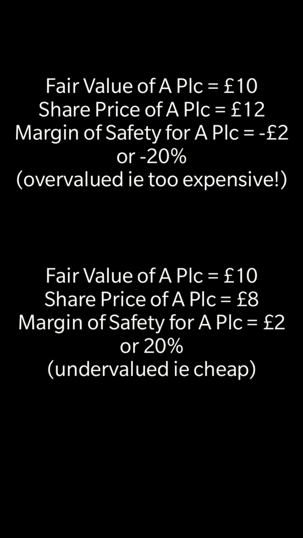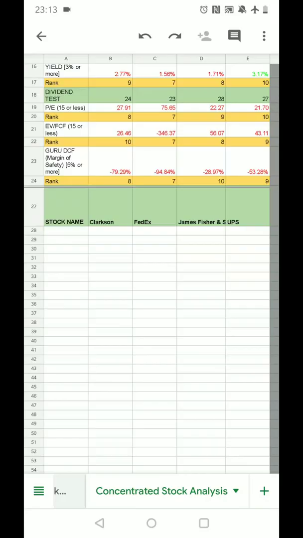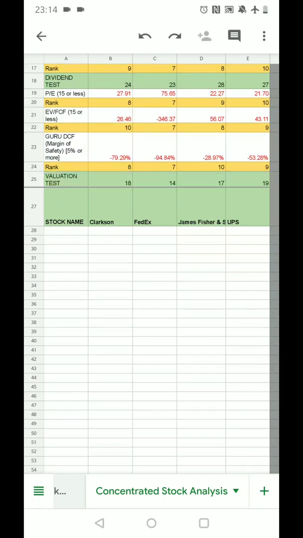Now, in this case, it would appear that all of these figures are negative. That means that the share price is greater than the fair value by 79% in the case of Clarkson, 94% in the case of FedEx, 28% in the case of James Fisher, and 53% in the case of UPS. So James Fisher is of course top, UPS is second, Clarkson third, and FedEx of course is last. So overall, for the valuation test, you could see that UPS has come up as top, Clarkson is second, then we also have James Fisher third, and FedEx last.